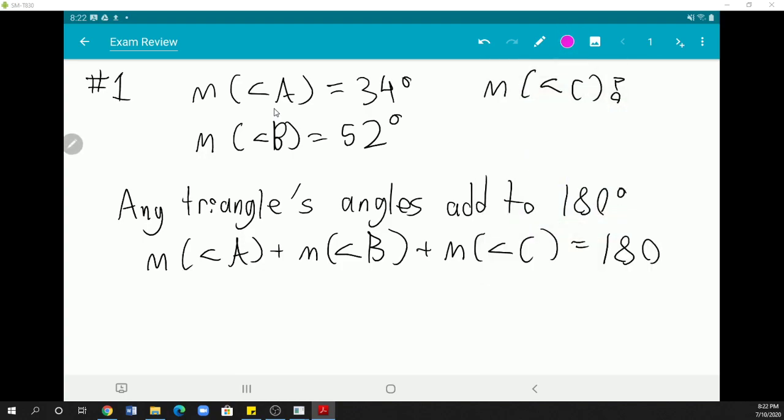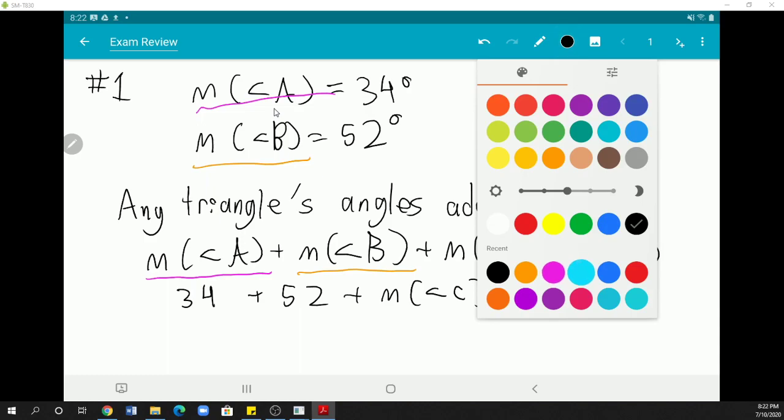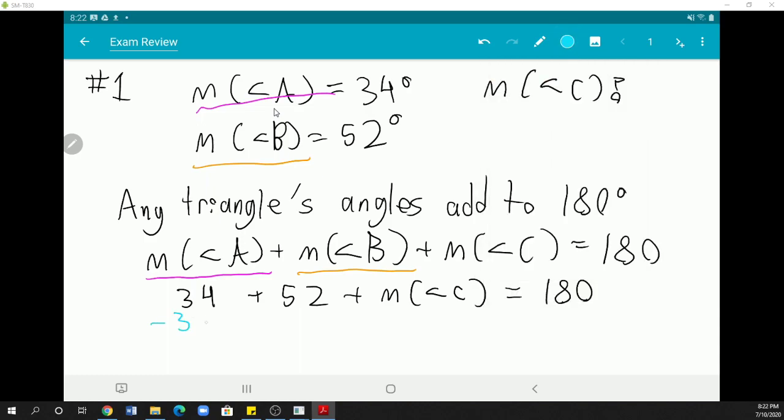And now I just go through and I say, okay, this is exactly what I was looking for there. This is exactly what I was looking for here. And now I just go ahead and plug in. So 34 plus 52 plus this thing that I'm looking for, measure of angle C, that's equal to 180. What can I do now? Subtract off 34 from both sides. Subtract off 52 from both sides. So let me make sure that I do that here.